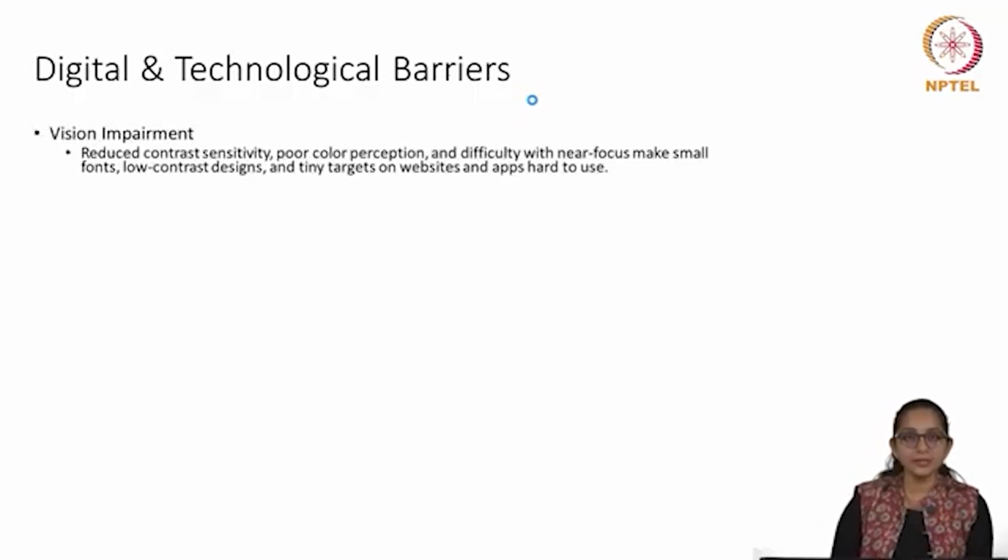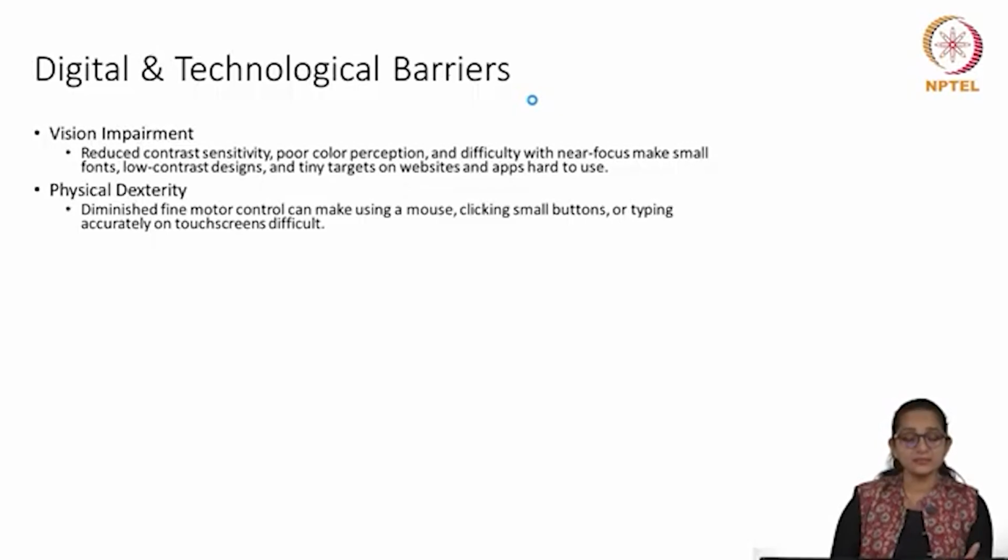So, due to vision impairment, there may be technological barriers and accessibility issues. Physical dexterity, we will talk about each one in detail because this applies directly to our accessibility subheadings of the POUR principles, and what the different resources available are to ensure accessibility of digital and technological products. So, vision impairment can result in reduced contrast sensitivity, poor color perception, and difficulty with near focus.